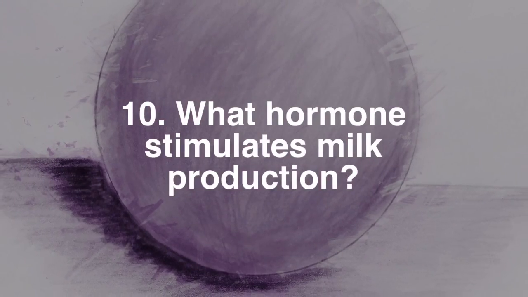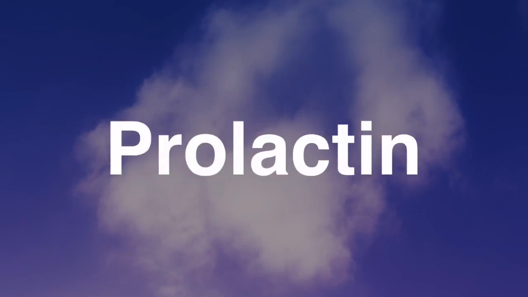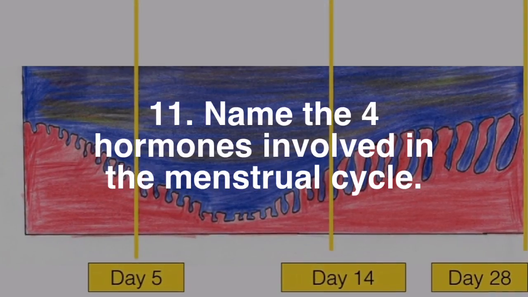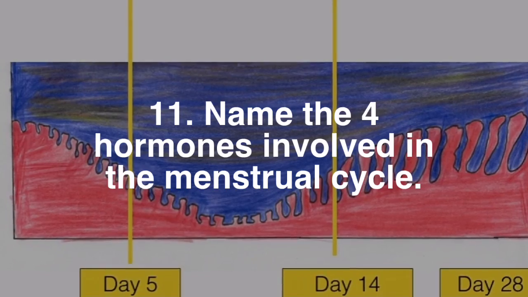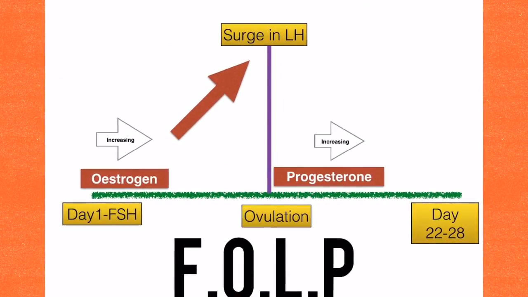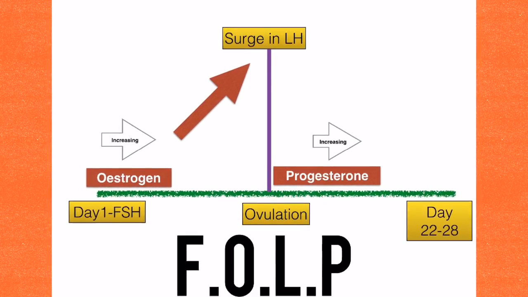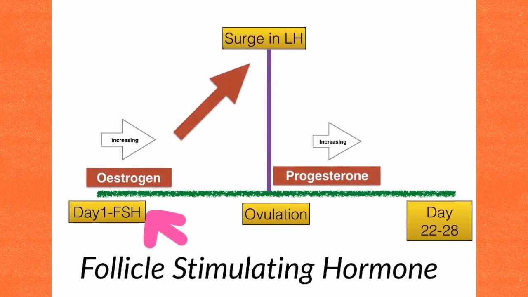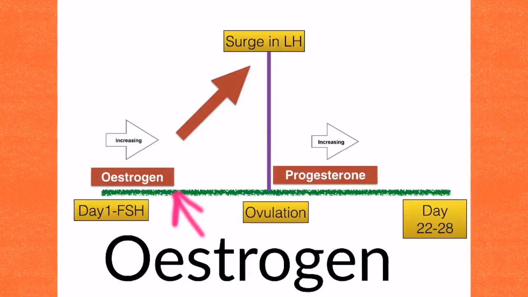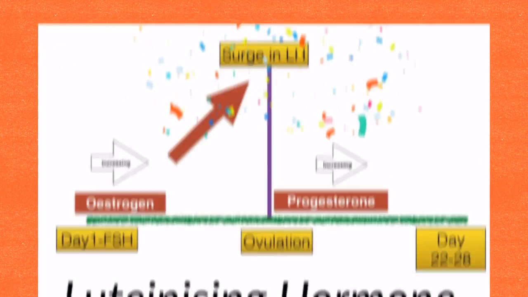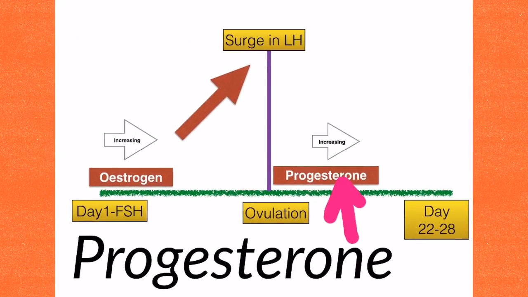What hormone stimulates milk production? It's prolactin, and prolactin is produced in the pituitary gland in the brain. Name the 4 hormones involved in the menstrual cycle. FOLP gives you those first letters of each of those 4 hormones, and it also gives you their order in the menstrual cycle. First up, it's follicle stimulating hormone, followed by estrogen. In the middle of the cycle, we have luteinizing hormone, and then finally progesterone.